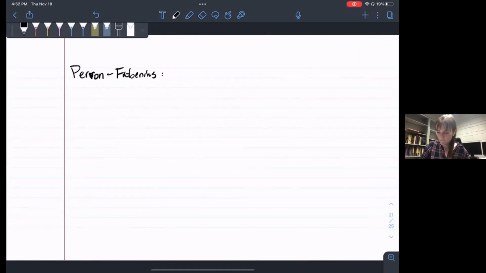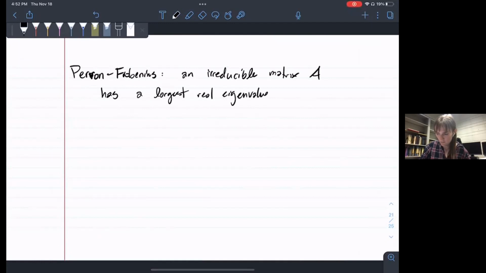which says that an irreducible matrix A has a largest real eigenvalue, lambda, greater than or equal to 1. And this eigenvalue is associated to the irreducible matrix A. It's called the Perron-Frobenius eigenvalue.